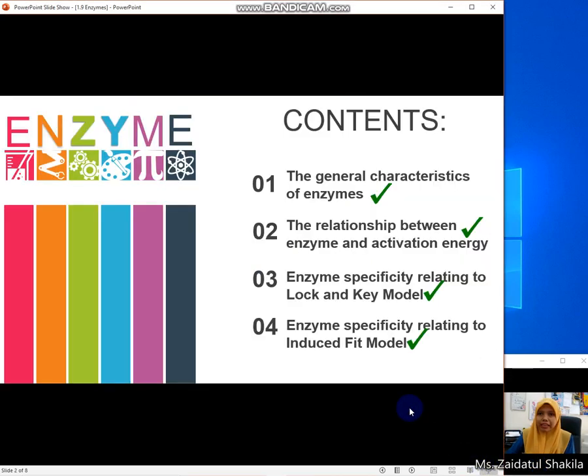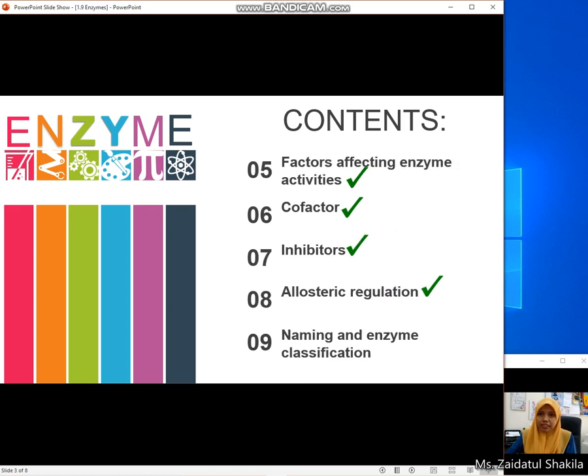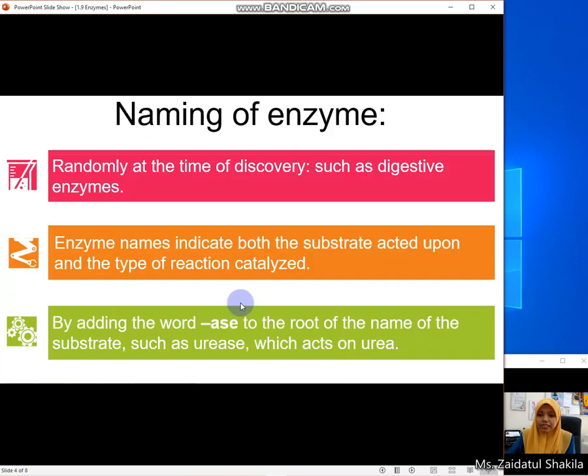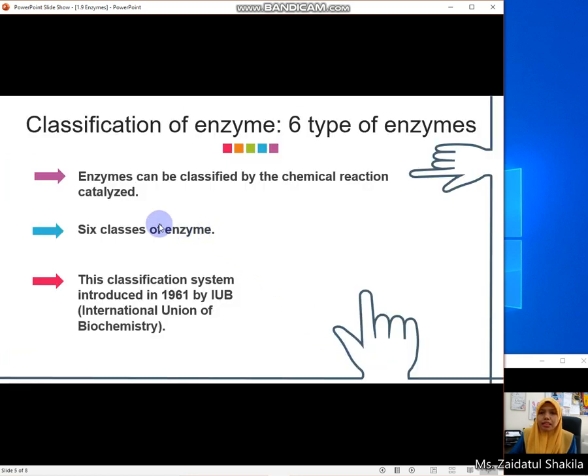We already talked about 8 subtopics in enzyme. So in this video, we are moving to the last subtopic, which is naming and enzyme classification. Naming of enzymes was random at the time of discovery, such as digestive enzymes. The enzyme names indicate both the substrate acted upon and the type of reaction they catalyze. For example, by adding the suffix -ase to the root of the name of the substrate, such as urease, which acts on urea. So enzymes can be classified by their chemical reaction catalyzed.